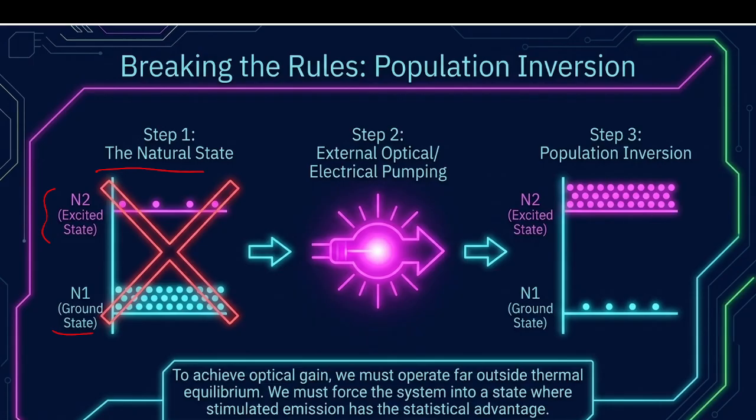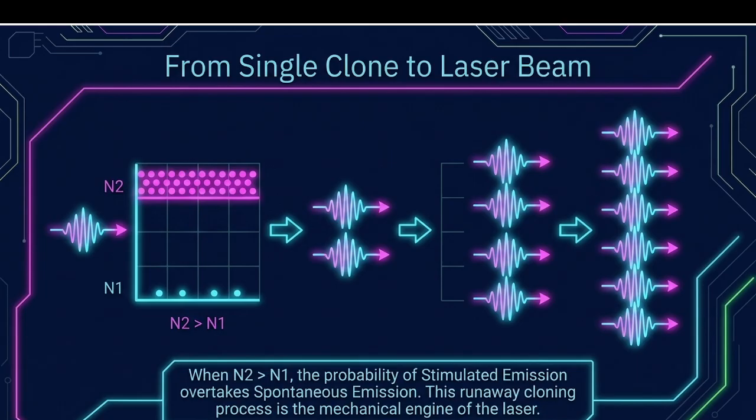But if you are talking about external optical and electrical pumping, it can be possible to do the opposite, which is a higher number of atoms at the excited state compared to the ground state. And to achieve optical gain, we must operate outside thermal equilibrium. We must force the system into a state where stimulated emission has a statistical advantage, from a single clone to a laser beam.